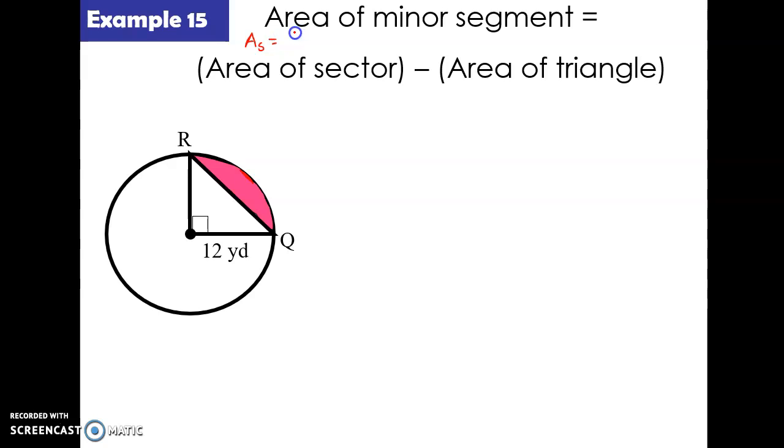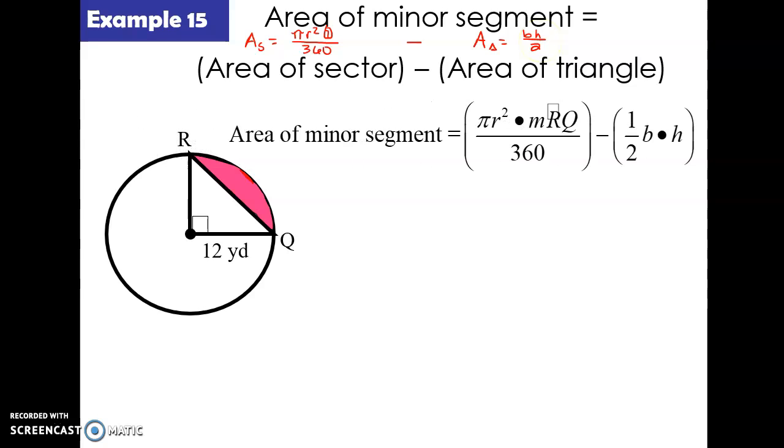Remember, the area of your sector is equal to pi r squared theta. Pi r squared is the area of the whole circle, times theta, your central angle, divided by 360. And then area of a triangle, remember, is base times height divided by 2. Okay. So now, the area of the minor segment is pi r squared times the measure of your arc, measurement of your arc, divided by 360.